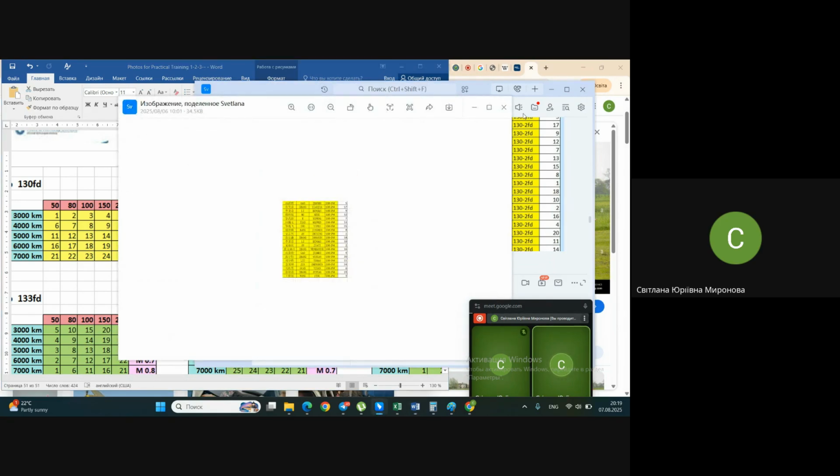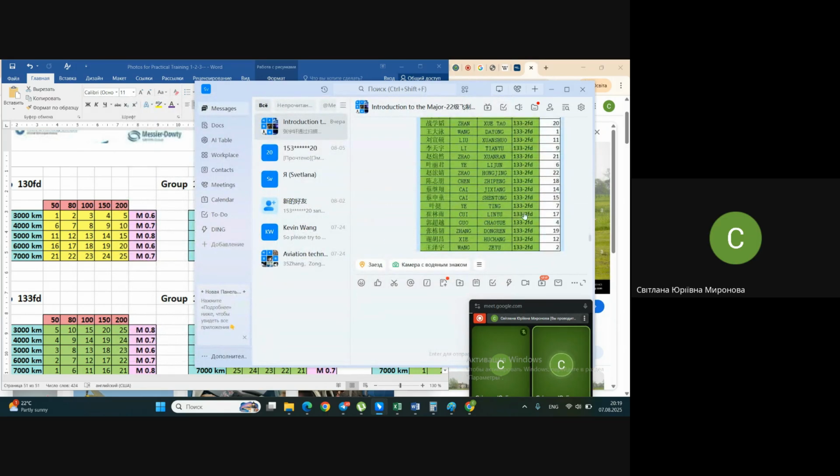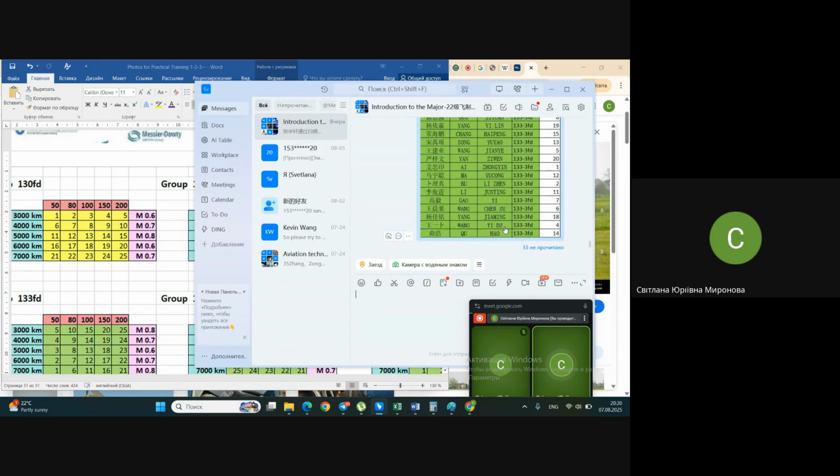Let's take someone else in the green group. Group 1, no, let it be the third group. Gao E, maybe? Gao E, and do forgive me if I pronounce it incorrectly. Once again, what do we see?